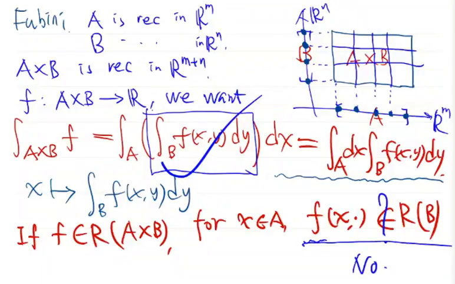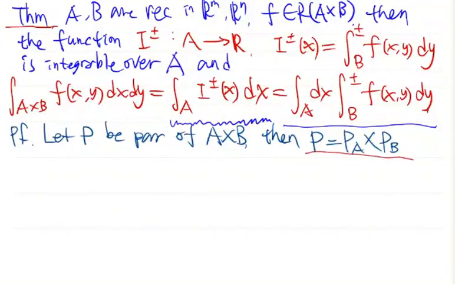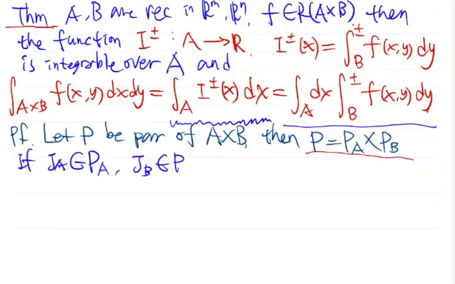Conversely, a partition of A and another partition of B will determine the partition of the Cartesian product rectangle A cross B. Okay? So, let P be a partition of A cross B, then P can be written in this way. So the relation is that if JA is a sub-rectangle for the partition of A, and JB is a sub-rectangle in the partition of B, then JA Cartesian product with JB is a partition of P.